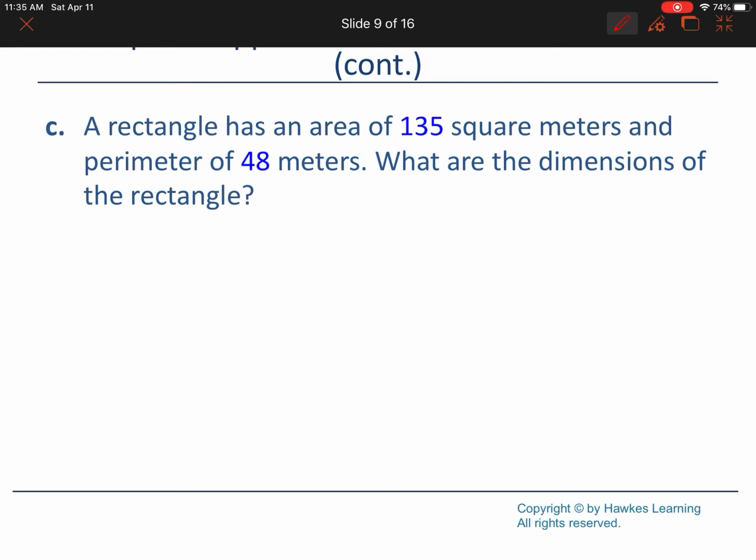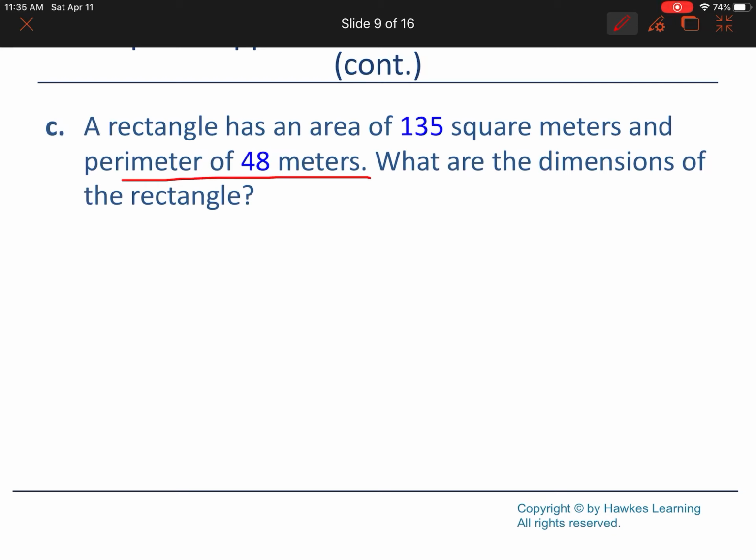Okay, a rectangle has area of 135 and perimeter of 48. What are the dimensions of the rectangle? So they give us 2 bits of information. This perimeter, though, tell me, what is the perimeter? I hope you're saying to yourself it's adding up the outside edge, right?